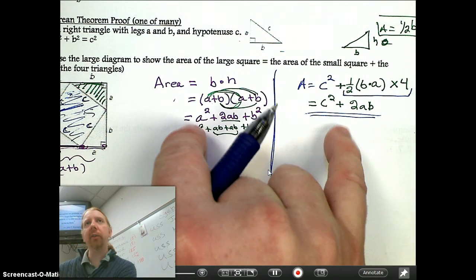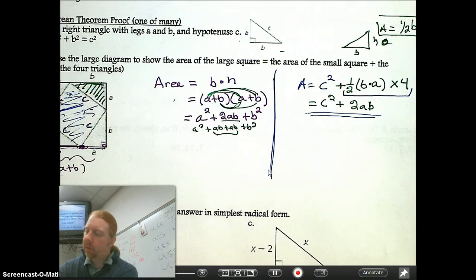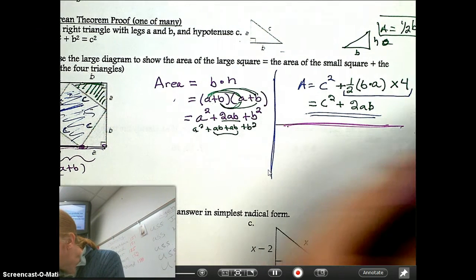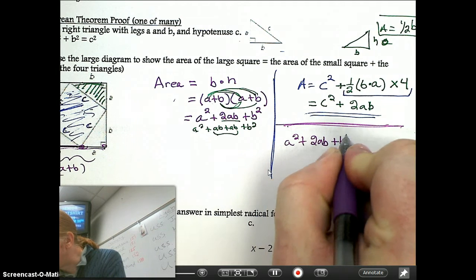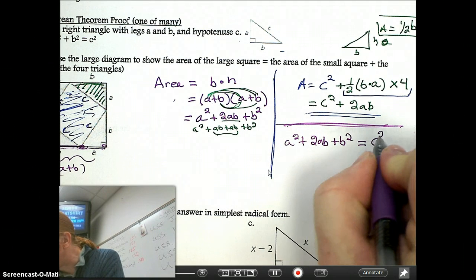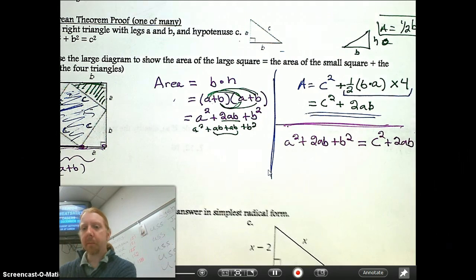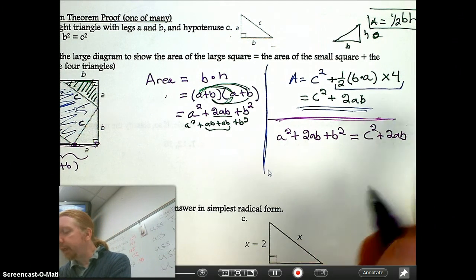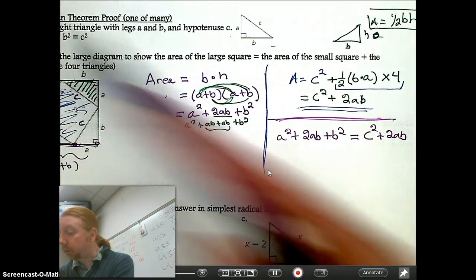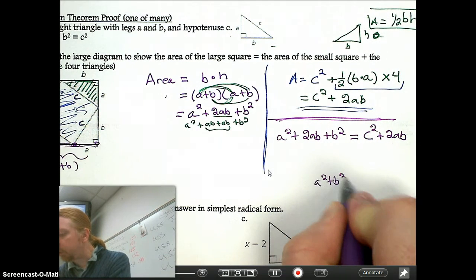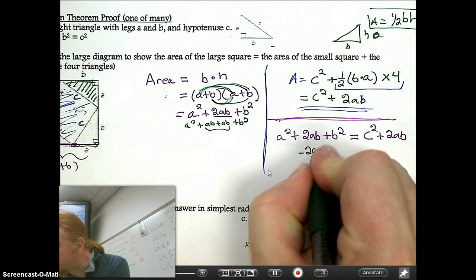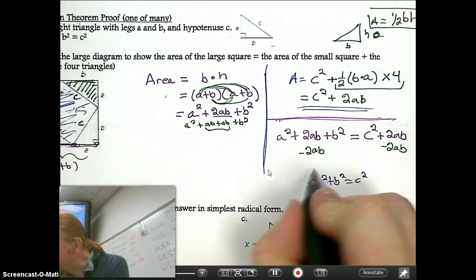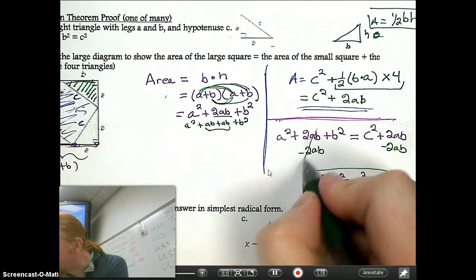Well, that's two ways to describe the same area. So let's set them equal to each other. I can say a squared plus 2ab plus b squared is the same as c squared plus 2ab. Is there any way I can make that look like what I want, a squared plus b squared equals c squared? What can I do algebraically to get there? Yeah, subtract 2ab from both sides. And now I'm down to that, and so those cancel.